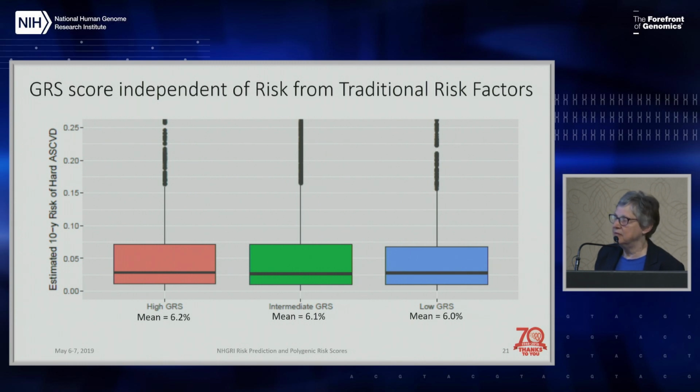So an interesting point that we observed here was that each of these bar charts is showing the spread of the PCE risk according to either high genetic risk, intermediate, or low. So low genetic risk, intermediate, or high genetic risk. And you'll see that the traditional risk factors had virtually the same risk across all 3 genetic categories, suggesting that the genetic risk was independent of the traditional risk factor risk.